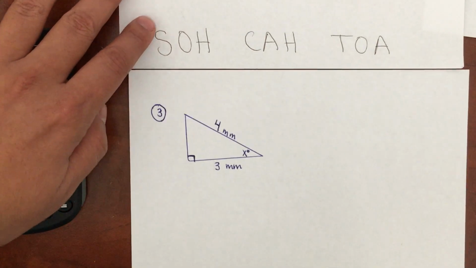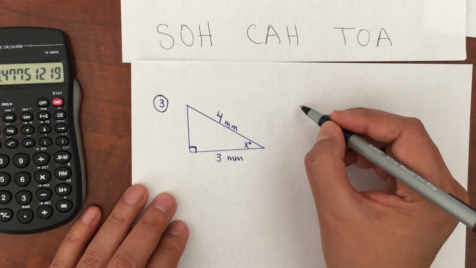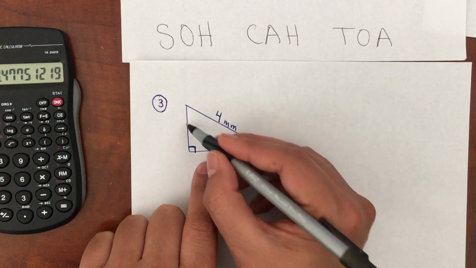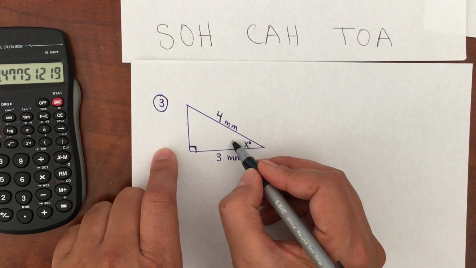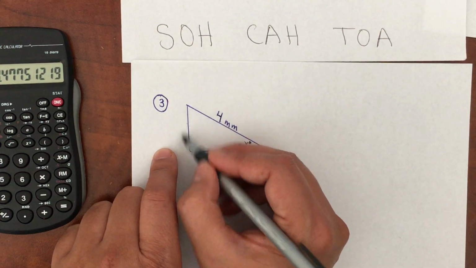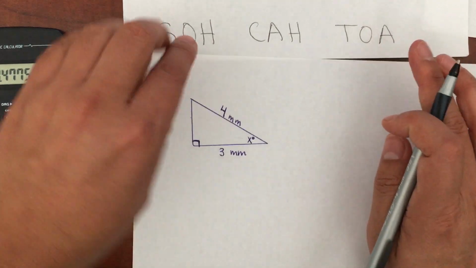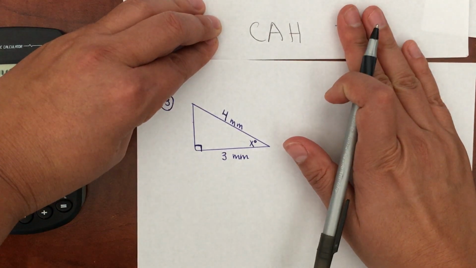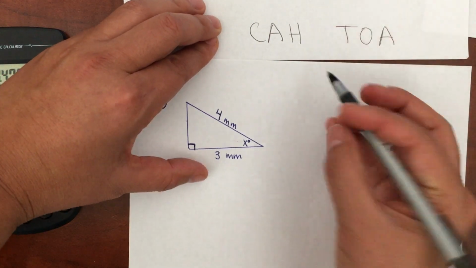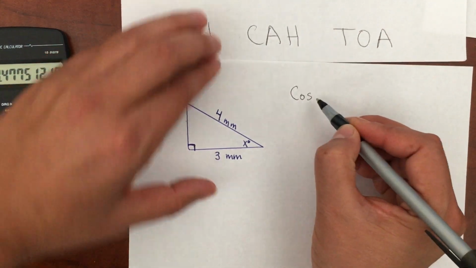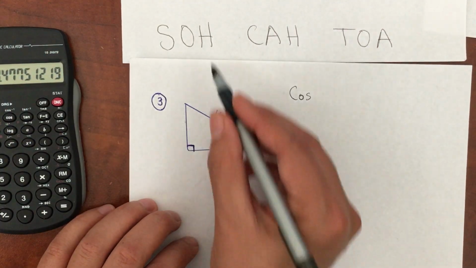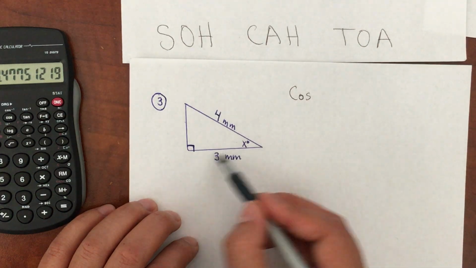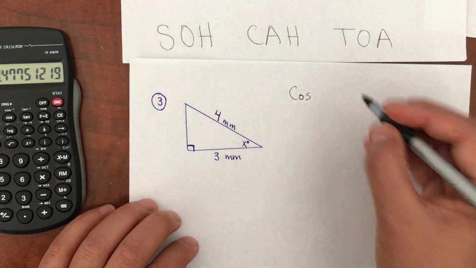In here, what do I have? It's not opposite. Look in here. When I look at the opposite and I see emptiness, that means I can eliminate the opposite. So I know that I'm going to be using cosine. Why? Because I don't have anything of the opposite. So I'm going to be using adjacent and hypotenuse.